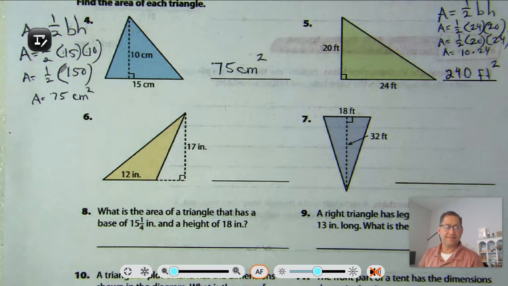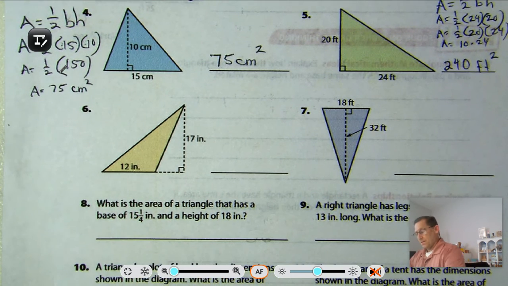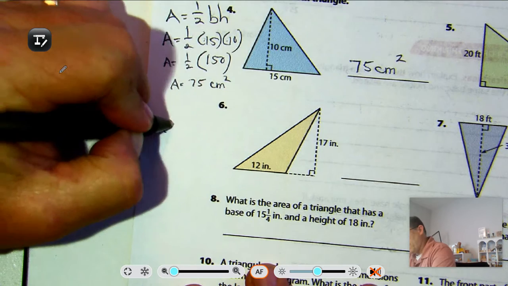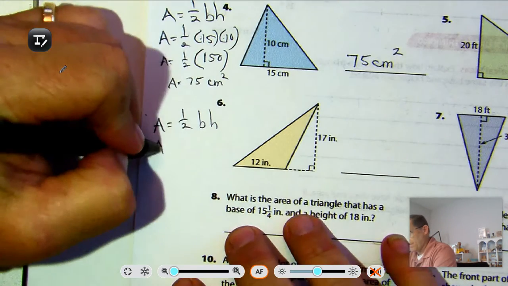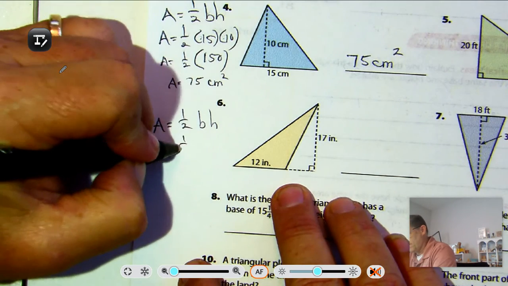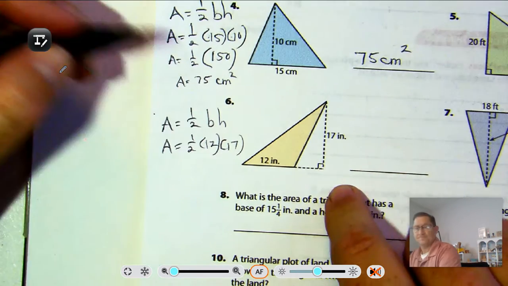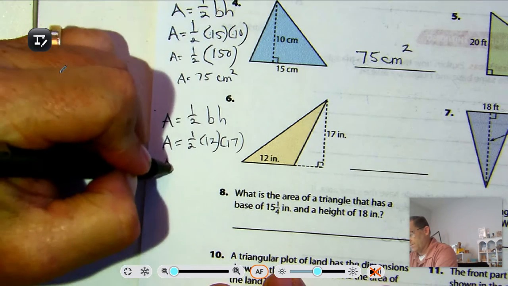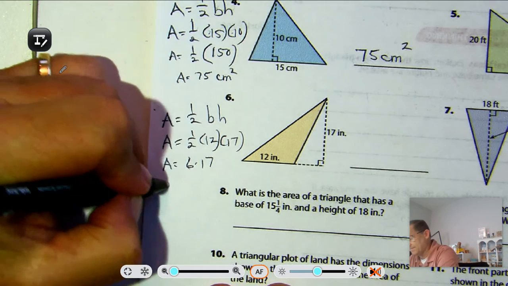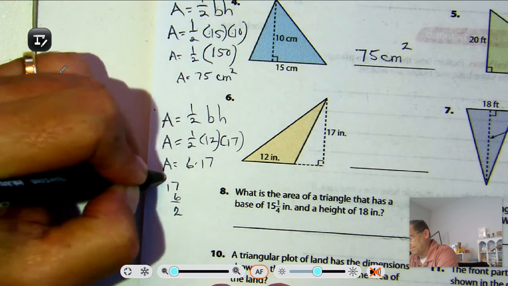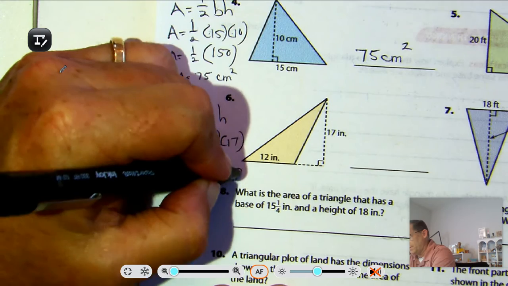All right, number 6. Area equals 1/2 the base times the height. The base on this one is 12, and its height is 17. So half of 12 is 6. We just need to finish multiplying, 6 times 17. We get 102 inches squared.